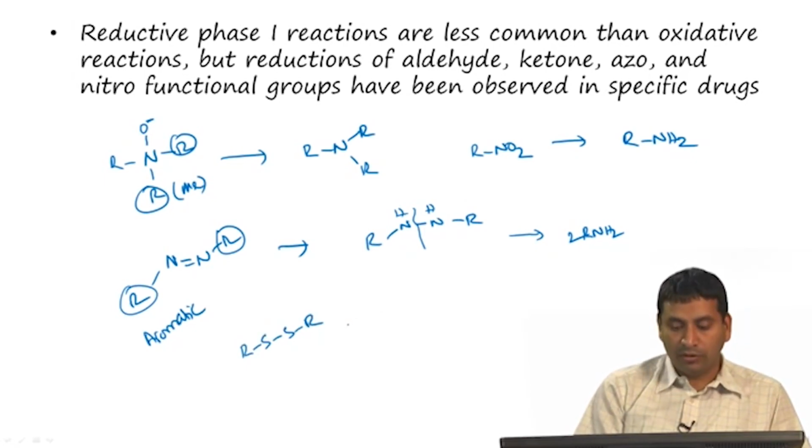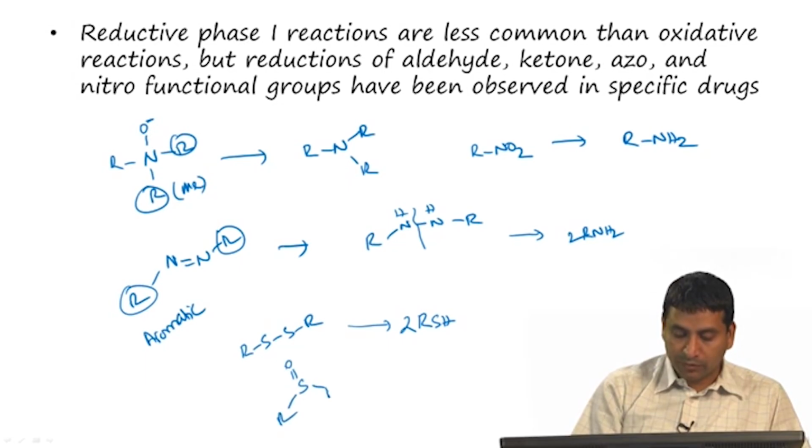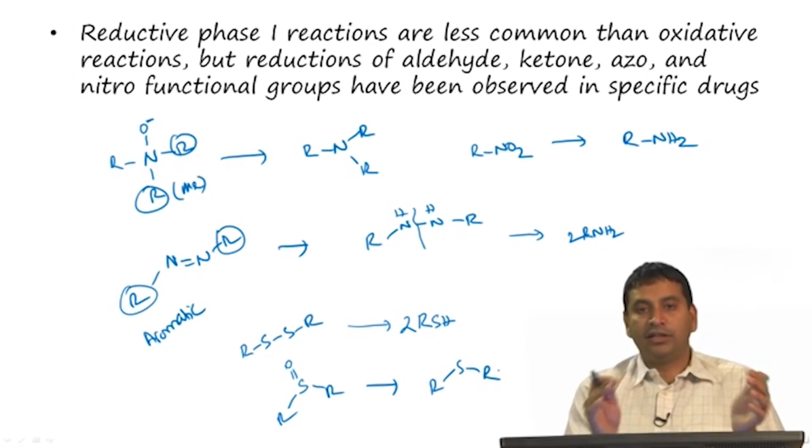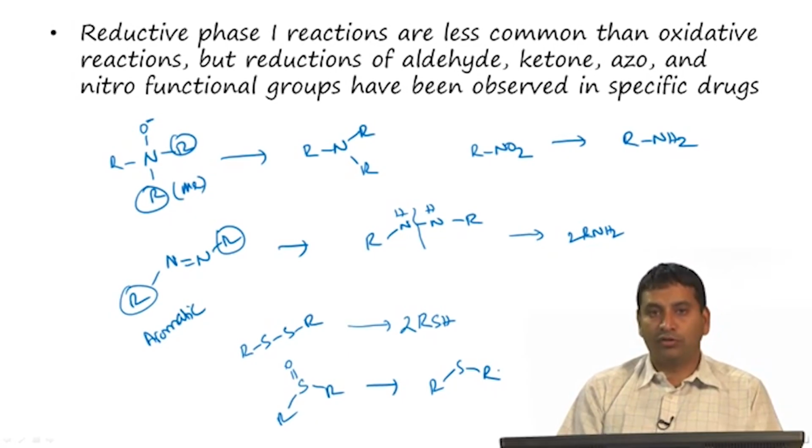Of course, we know that disulfides are very common. Disulfides can also be reduced to form 2 moles of thiols, and sulfoxides, which are S double bond O, can also be reduced to form R. So, again these are all possible, but they are all less common compared to oxidative reactions.